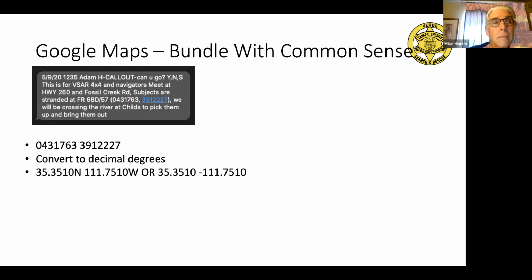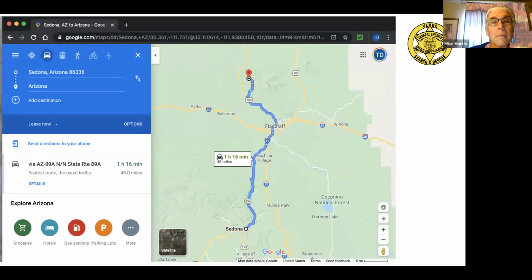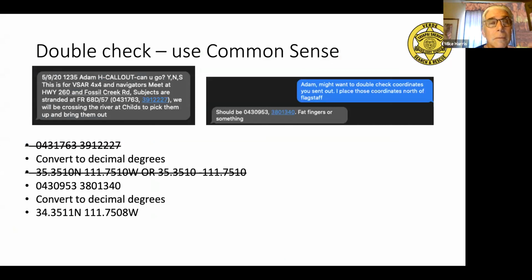Subjects are stranded at those roads and those coordinates. We'll be crossing the river at Childs to pick them up and bring them out. So I converted those coordinates from the UTM to decimal degrees, and I got this. I thought, well, that's north of Flagstaff. I didn't think the Verde River was there. And I checked myself about 5 times. Where did I make my mistake? Where did I put in the wrong numbers? And it kept coming back to Flagstaff. So after I convinced myself, after checking 5 or 6 times, because I didn't want to be wrong myself, I said, Adam, you might want to double check those coordinates you sent out.